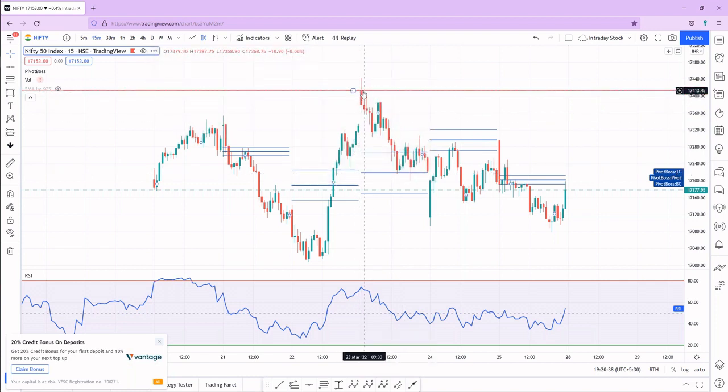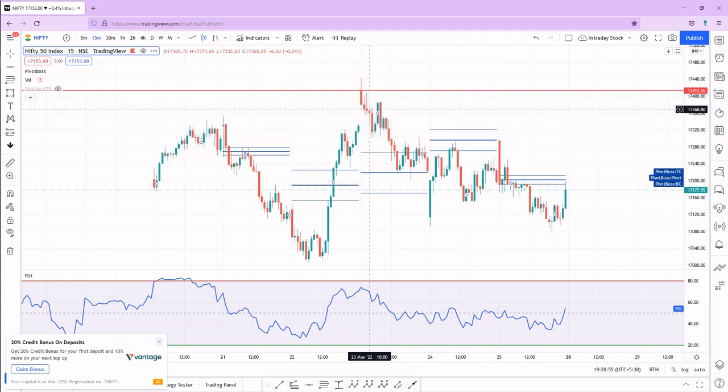How do we know this is a resistance zone? After this 15-minute candle is formed, I marked a single line and checked the previous resistance zone to see whether resistance was formed or not. Yes, the resistance is already there. So that tells me this particular level can be a resistance.